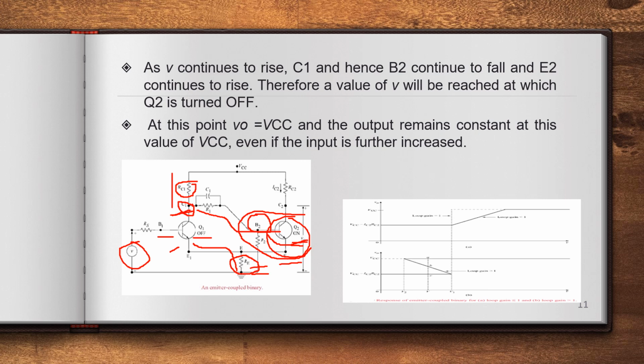Now if you calculate the output, no current flows. If you take the output at this point, there is no drop across RC2, so the output is directly connected to VCC, and the output is now equivalent to VCC.